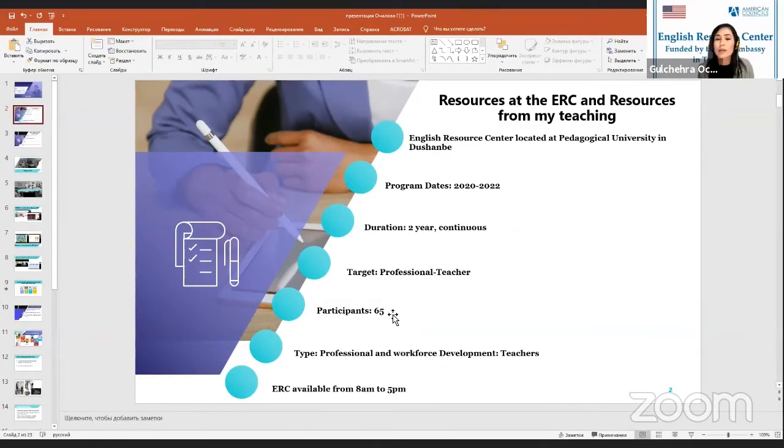It means the pedagogical university English faculty, there are 65 English teachers, and they can use the English Resource Center. The English Resource Center is like a workplace for professional development trainings, only for teachers, English teachers. The English Resource Center is available from 8 a.m. to 5 p.m. every day, except on weekends.